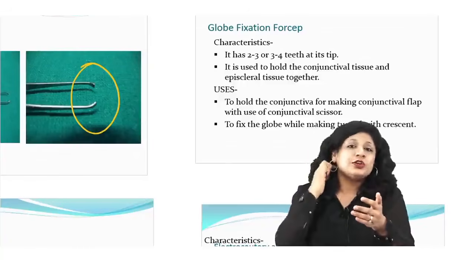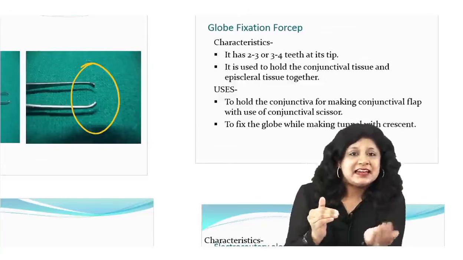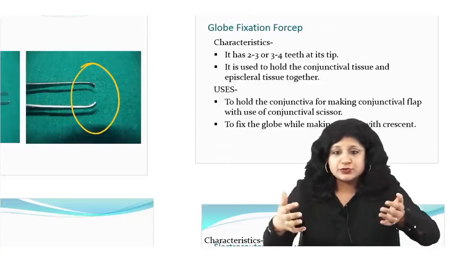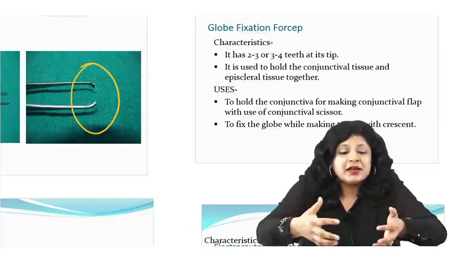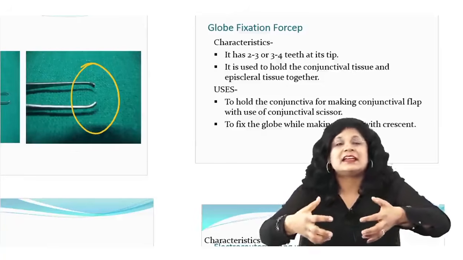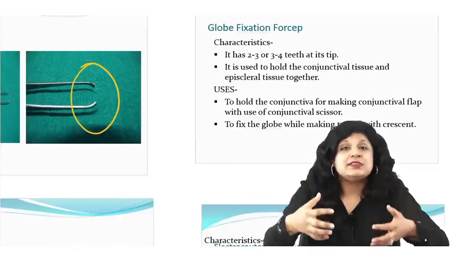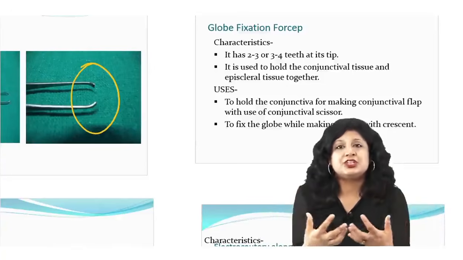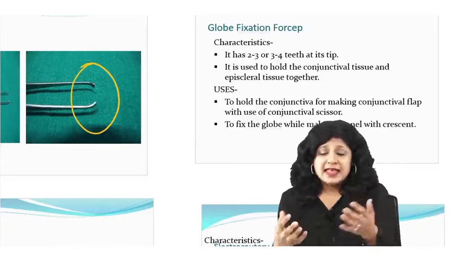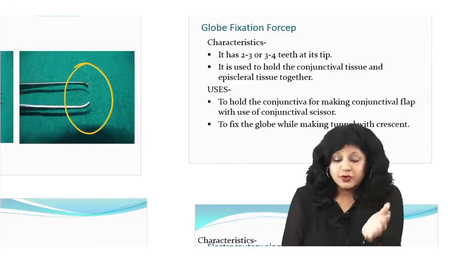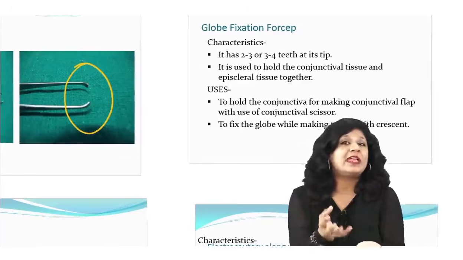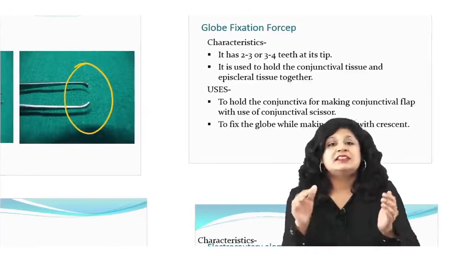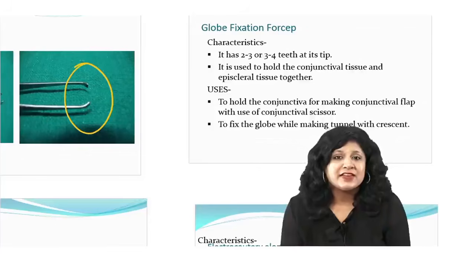Though it has got tooth, they are at its inner tip, and if you see from the outer aspect, they are just like this. They are holding the globe from both the sides. So basically their use is the stabilization of the globe. And why do we actually require this? As I told you, the moment you want to do anything over the eyeball, stabilization is very important.